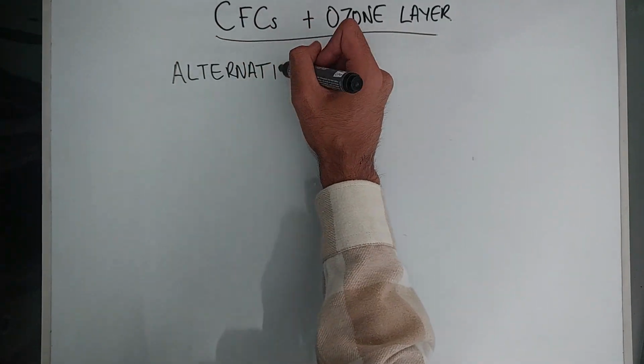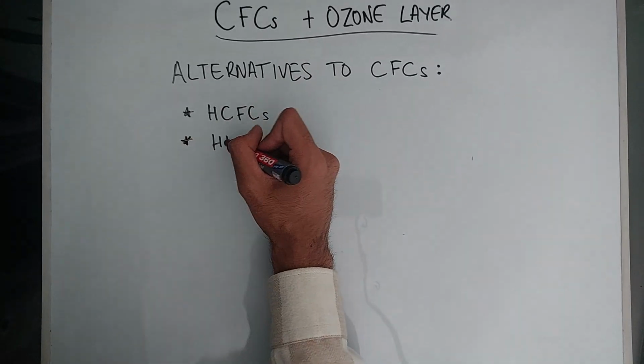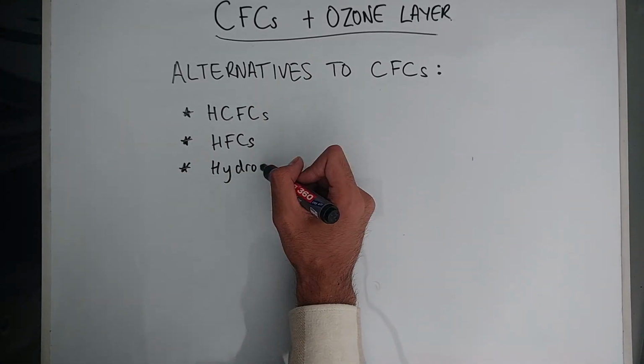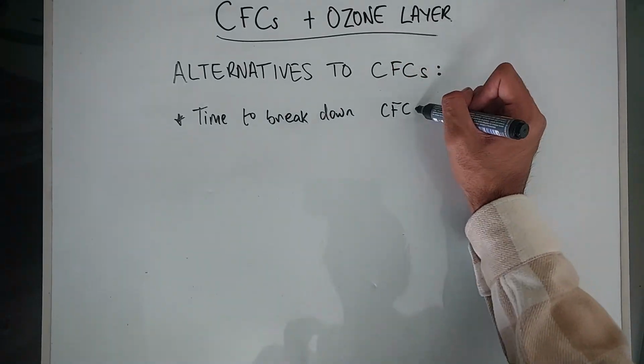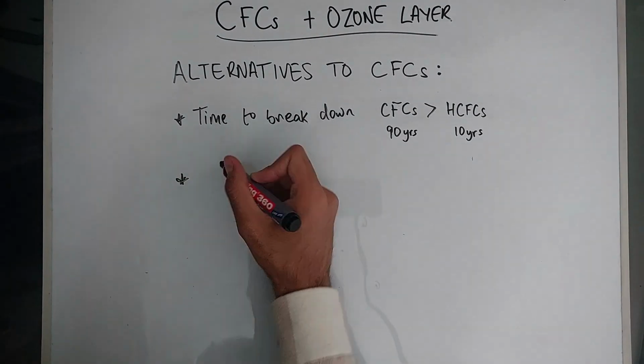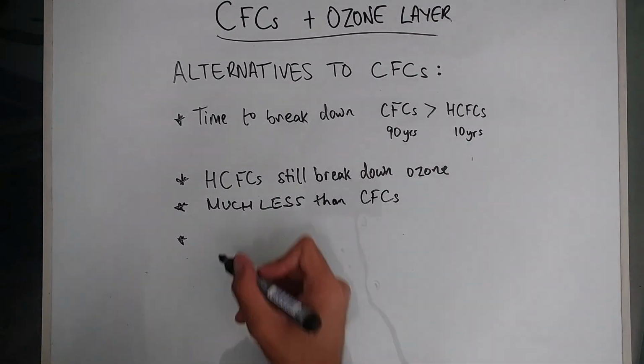Finally, alternatives to CFCs. All you really need to know for this is that HCFCs, hydrochlorofluorocarbons, and HFCs, hydrofluorocarbons, exist as temporary alternatives. They break down much faster than CFCs, but still damage the ozone layer, and they are greenhouse gases, so they contribute to the greenhouse effect.